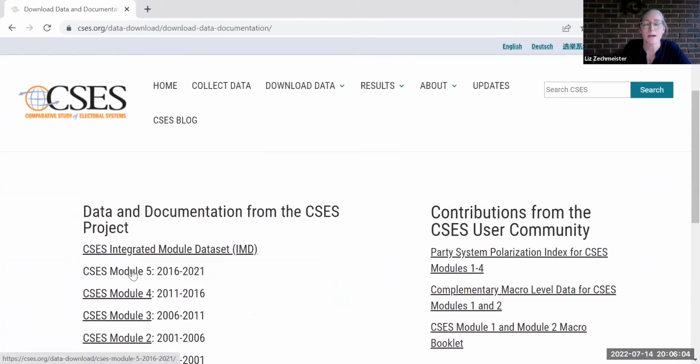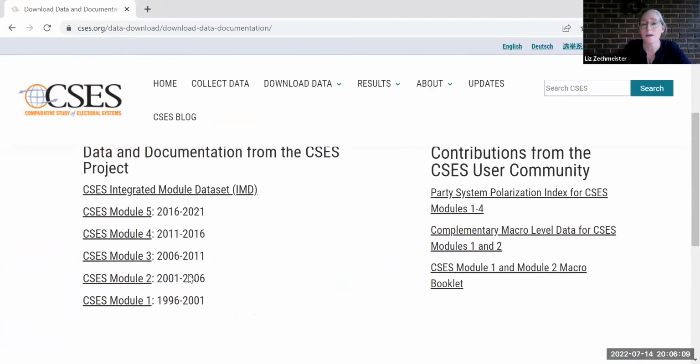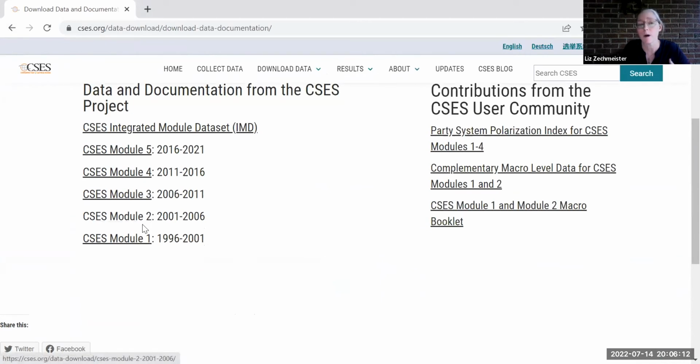Well, I can download data from any of the modules 1 through 5. Just if I'm interested in just one module, like we were talking about module 2, or I can download data from the integrated module dataset, the IMD, which is a fairly new resource that the Secretariat has created for the project. It's a tremendous resource because it is the whole enchilada. It is all of the countries in election study. It's all the election studies harmonized into one data set. So then you would just continue to click through.